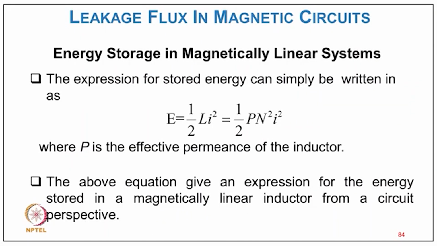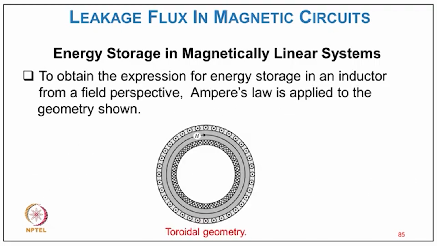You can call it the expression for stored energy, which can simply be written in the familiar form half Li squared, or half P n squared N squared i squared, where P is the effective permeance of the inductor. The above equation gives the expression for the energy stored in the linear magnetic inductor from a circuit perspective.